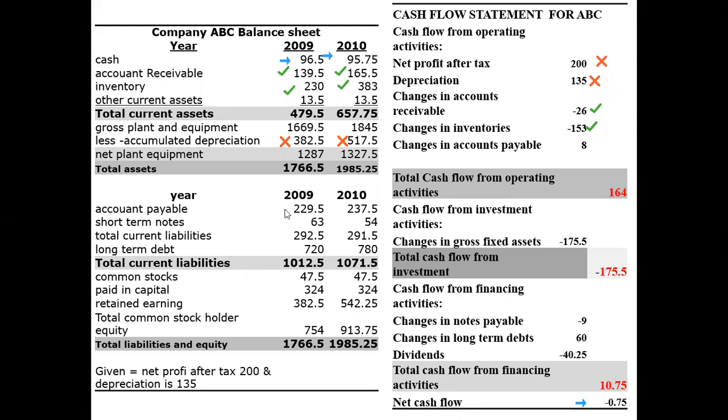Let's go to the current liabilities. We have accounts payable at 129.5 and 237.5. The difference between them gives me 8. So the accounts payable increases by 8, and it is an inflow. When we add the net income, depreciation, the change in current assets, and the change in current liabilities, it gives me 164. So this is the first part, which is the cash flow from operating activity.